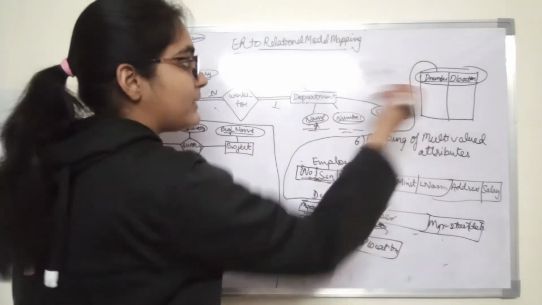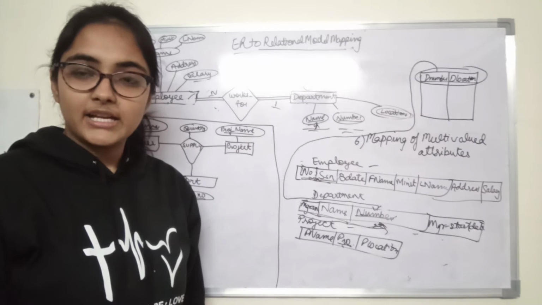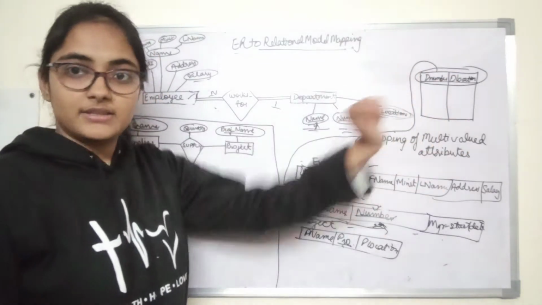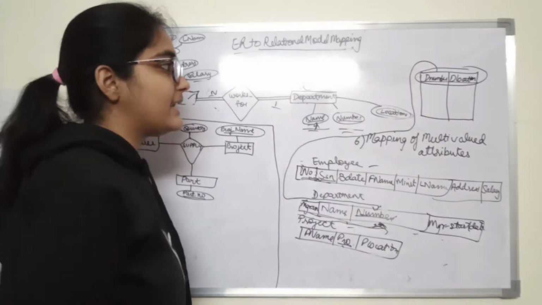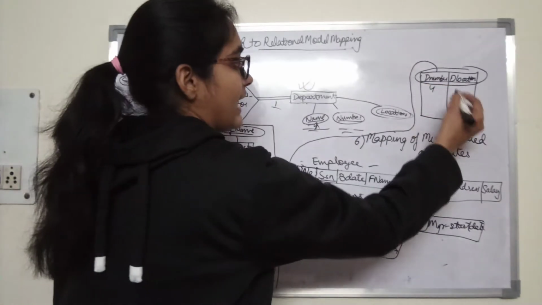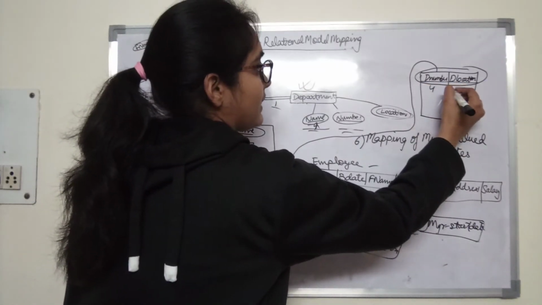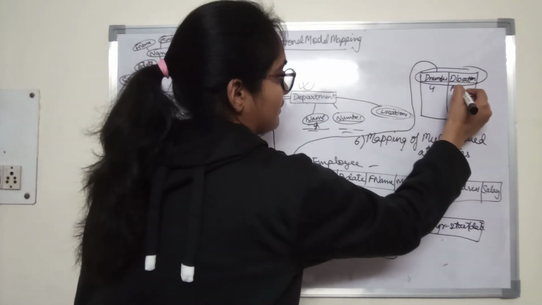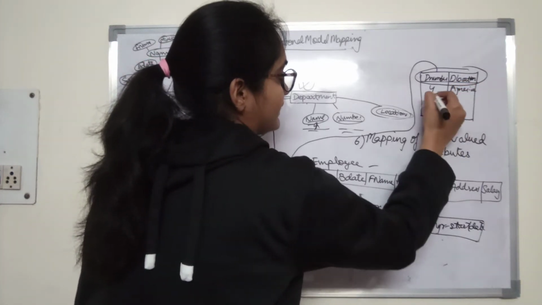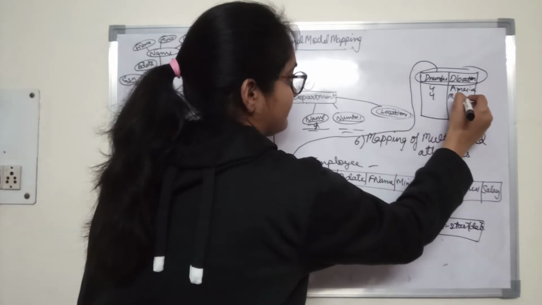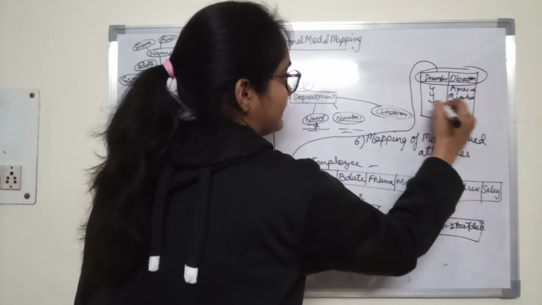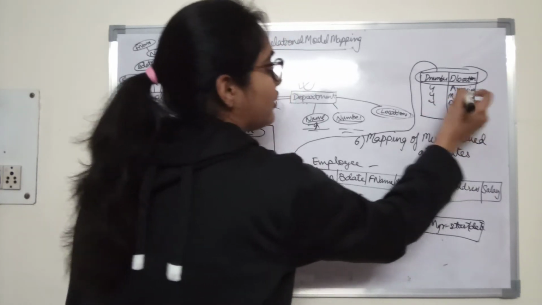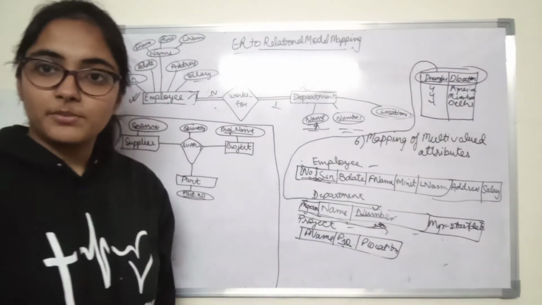Why? Because department number will not be able to uniquely identify every tuple in this relation. Let us see how it will look. Let us say department number 4 has 3 locations. Let us say America, or let us say it has Mumbai as well and it has Delhi as well. So department number will not be able to uniquely identify each tuple.